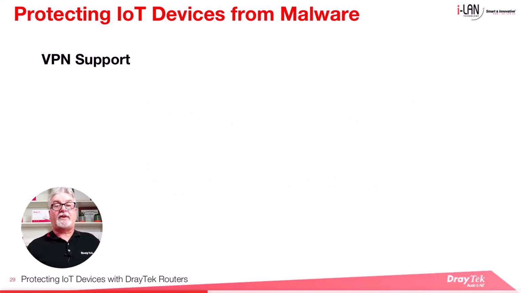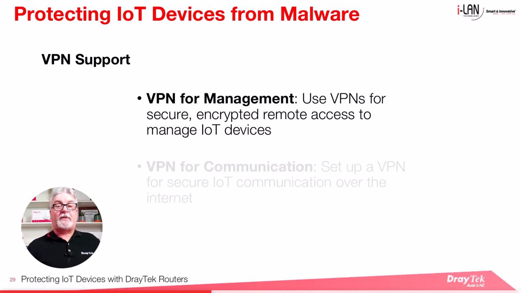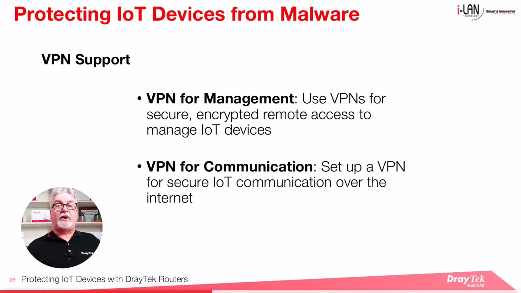If you need to manage IoT devices from the internet, do it over a VPN. This ensures that device management traffic is encrypted and cannot be intercepted online. Also, if feasible, you can set up a VPN tunnel for IoT devices to communicate securely over the internet, protecting data from being eavesdropped on or tampered with.